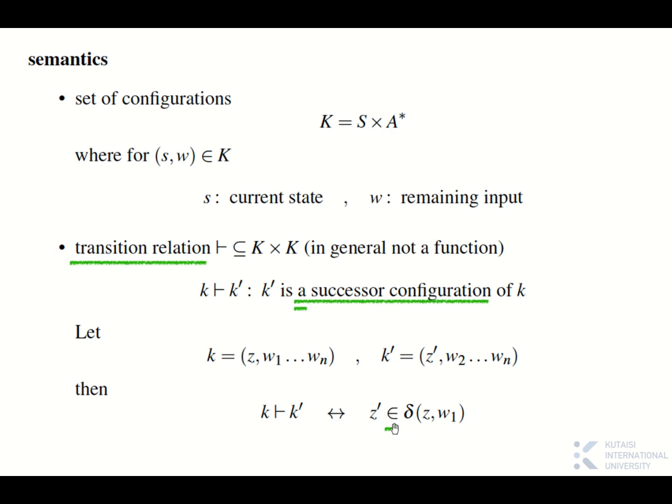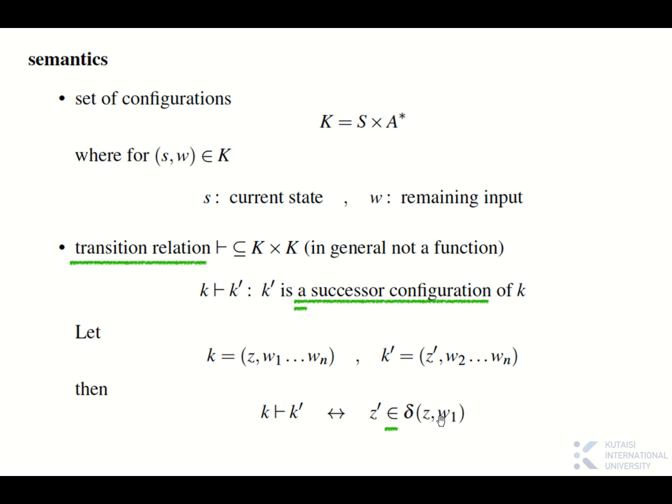So for an NFA, in contrast to a DFA, delta of Z, W1 is a set. It contains many different possibilities where you can go when you read W1, and Z prime is one of those possibilities. Now there are many different computations. This is the non-deterministic part. If you're in a configuration K in a DFA, there's a unique next configuration. But in this case, there are many different next configurations, all with different states here, and all these different states will be different members of this set.